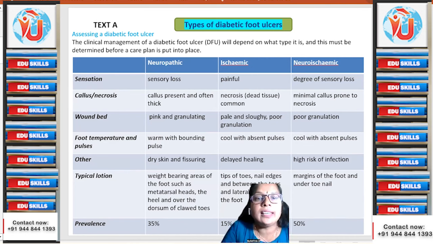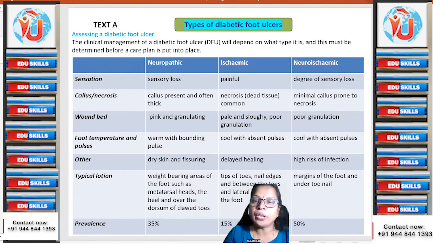So in the text, they have given Text A, assessing diabetic foot ulcers. By skimming diabetic foot ulcers, some abbreviations are given. But as we read down, it mentions neuropathic, ischemic and neuroischemic. So I felt that not only assessing diabetic foot ulcers, it would be better to give a heading: what are the types of diabetic foot ulcers? So here I have given "types of diabetic foot ulcers" as my heading.